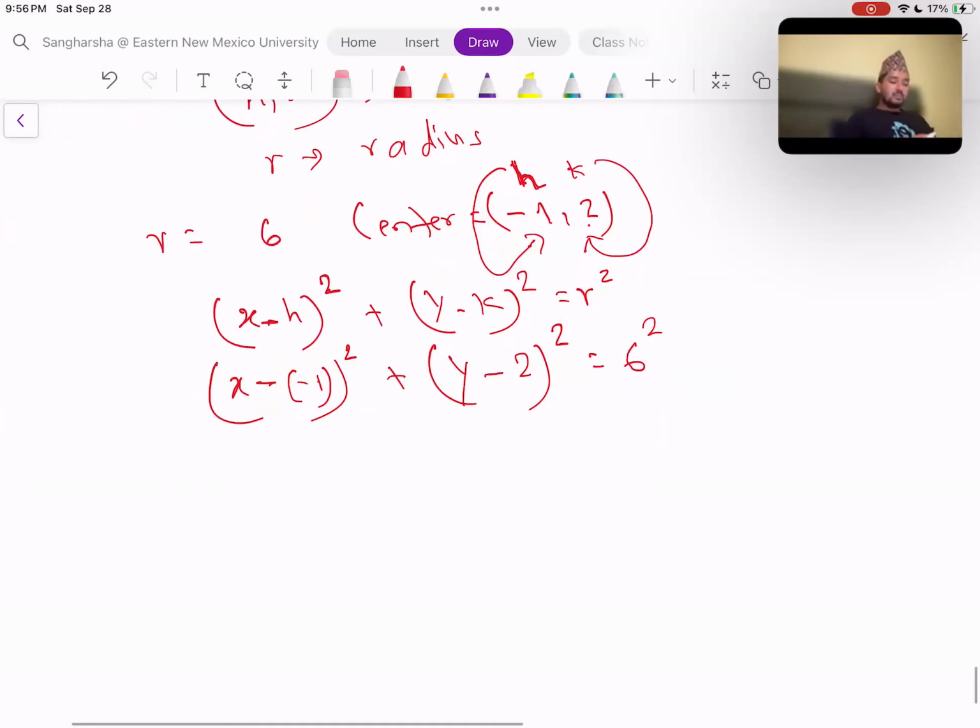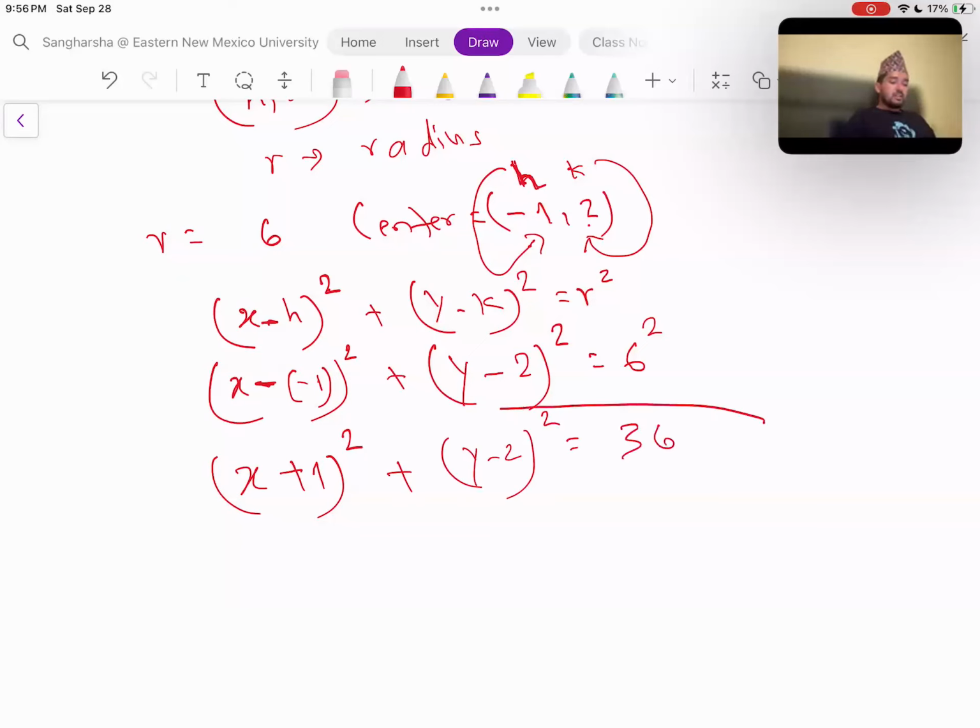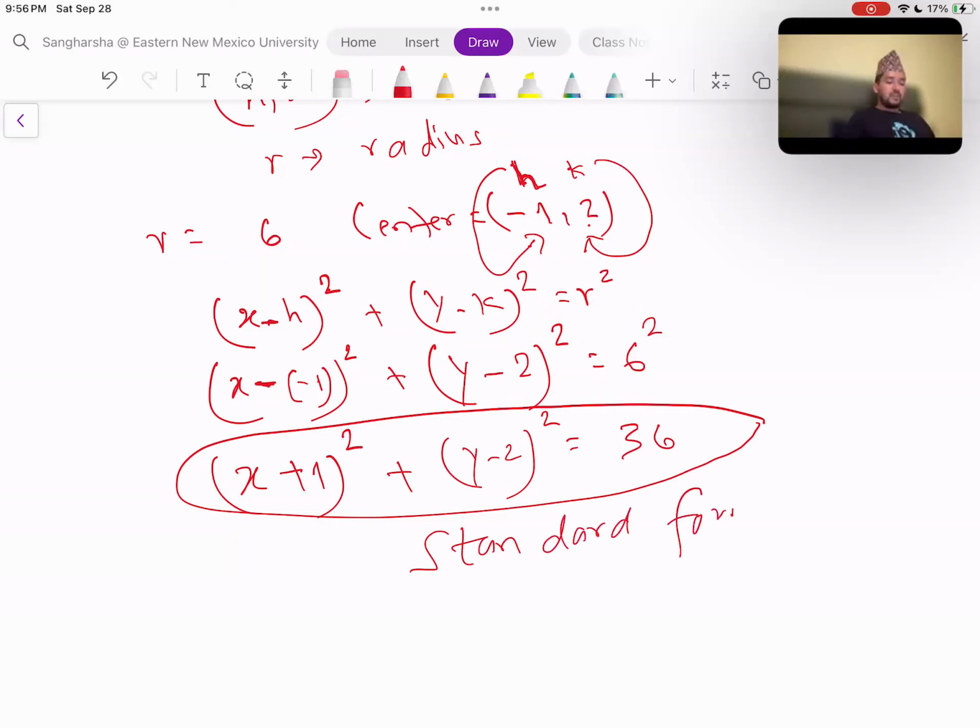Now let's simplify. We can simplify one more step. So we have x, negative times -1 is +1, squared, plus (y minus 2) squared, equals 6 squared, which is 36. This is the standard form. Now, the circle equation can also have a general form. If you have the equation of a circle in this form, it is the standard form. Now you might also be asked to find the equation of a circle in general form.